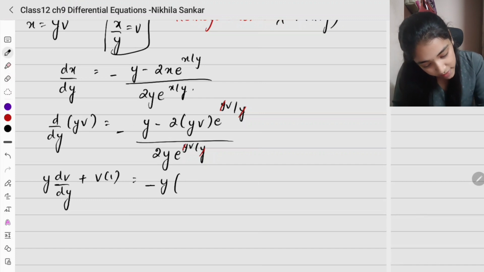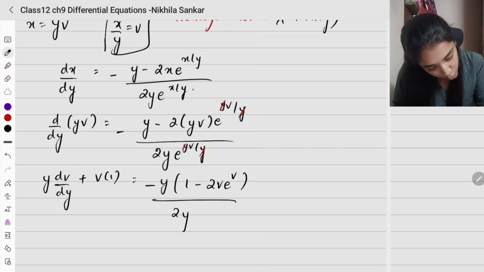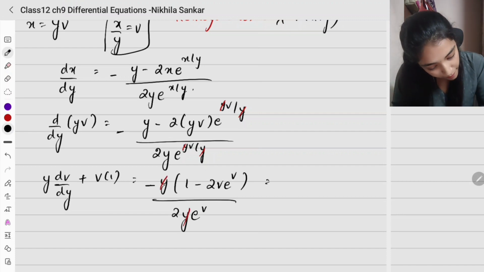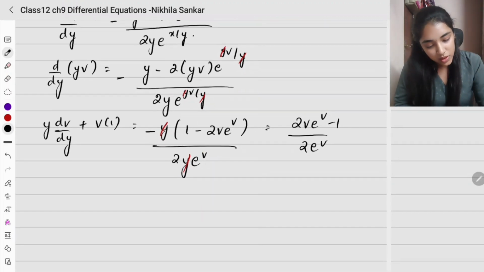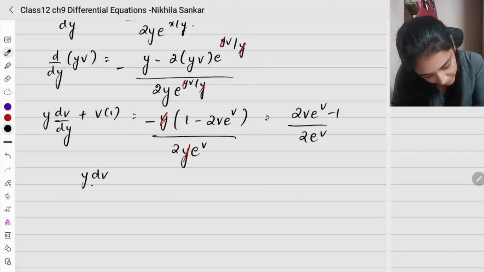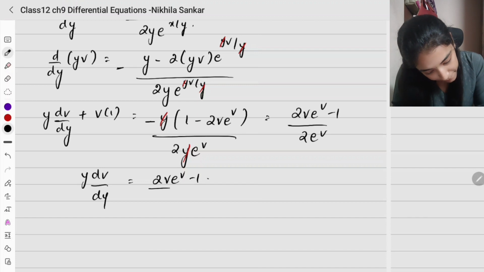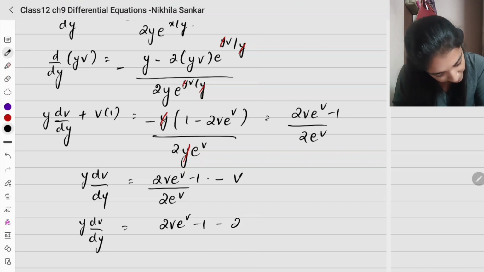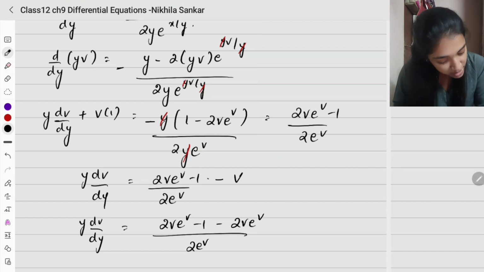So taking minus y common, I'll have 1 minus 2v e to the v, the whole divided by 2y e to the v. y and the y get cancelled. So I'll be left with 2v e to the v minus 1, I multiplied the minus, divided by 2 times e to the v. Now y dv by dy equals 2v e to the v minus 1 divided by 2 e to the power v, minus v. I'm bringing the v to the other side. Now when I take LCM, I'll have y times dv by dy equals 2v e to the v minus 1 minus 2v e to the v divided by 2 times e to the v.